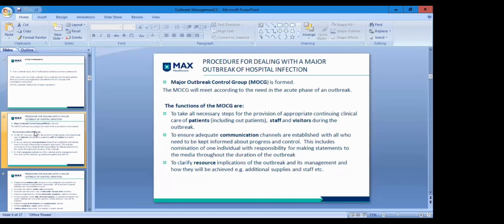We should always have adequate communication channels to establish who needs to be kept informed about progress and controls. This includes nomination of one individual with the responsibility of making statements. So a number of people should not be communicating; it will create a lot of chaos. Only one person is designated so that there can be adequate communication. Then we should also clarify resource implications of outbreaks and their management, and these are achieved through adequate supplies and staff.